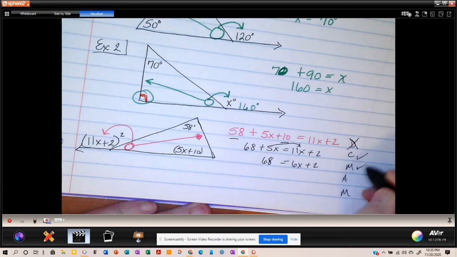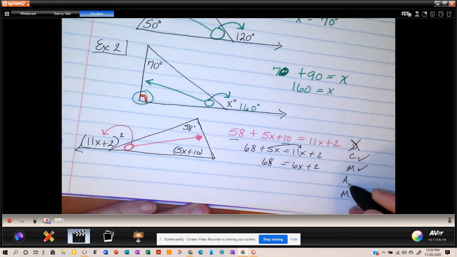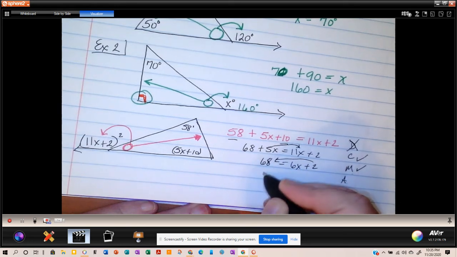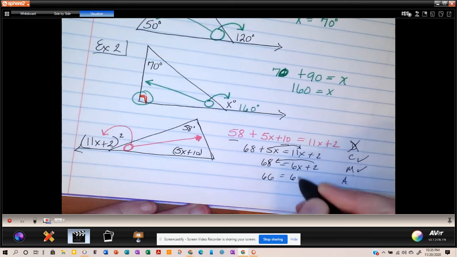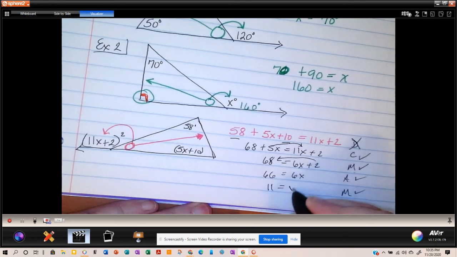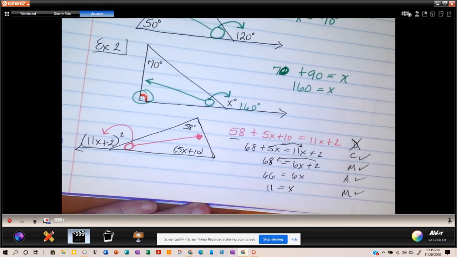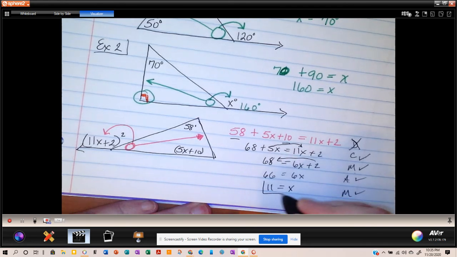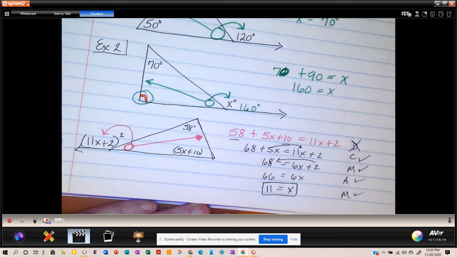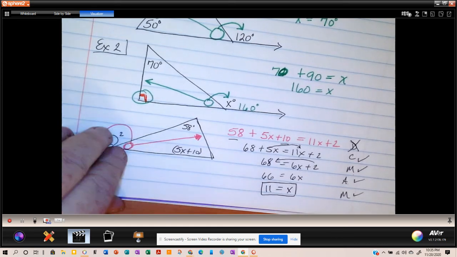So I moved a variable. Do I need to add and subtract? Yes. I'm going to subtract 2 from both sides. That's 66 equal to 6x. Now I need to multiply and divide by 6, and I get 11 equal to x. There's my answer. It is not a degree, it is a value of x. Okay? Is that good? All right.